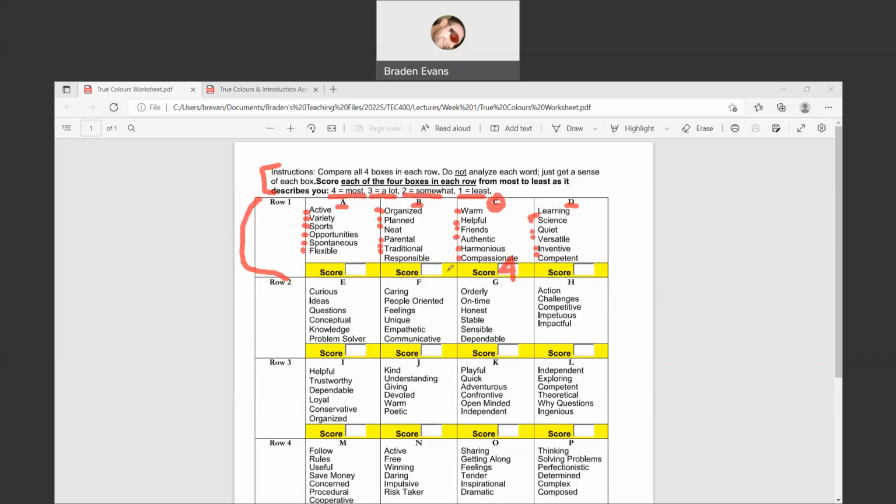What's a lot like me? I think this one. So A gets 3, and then I would say D is a 2 and B is a 1. So read these instructions and it'll tell you that each row should have a 1, 2, 3, and a 4, 4 being most like you and 1 being least like you. And they're ranked in this way.